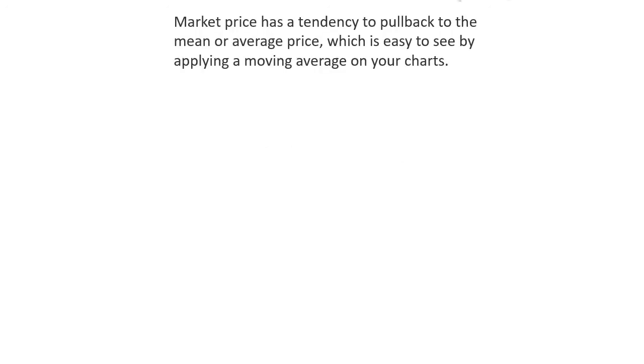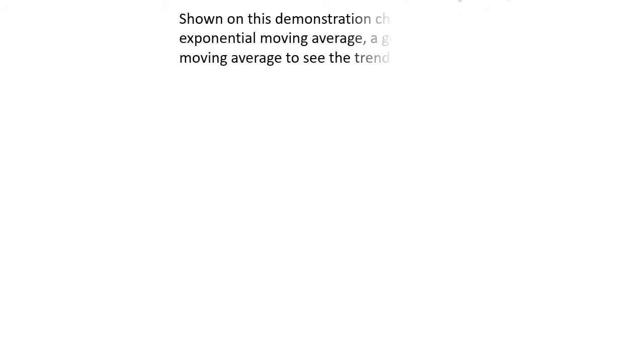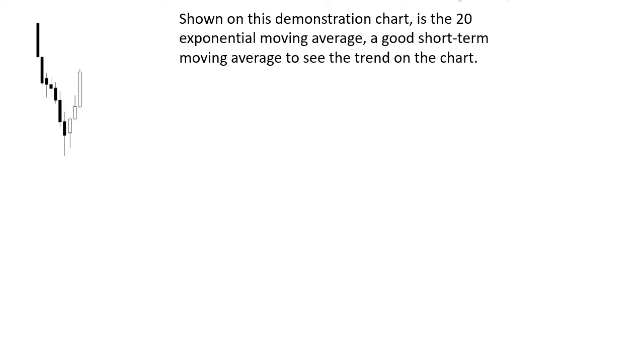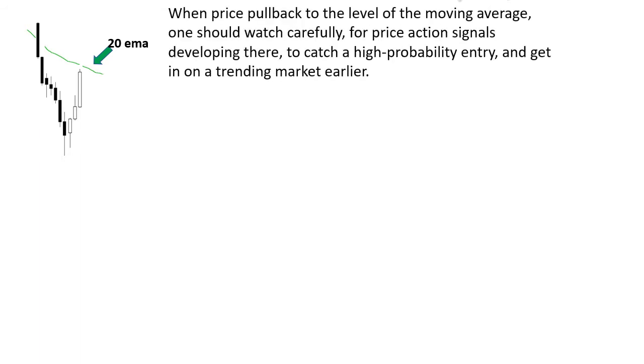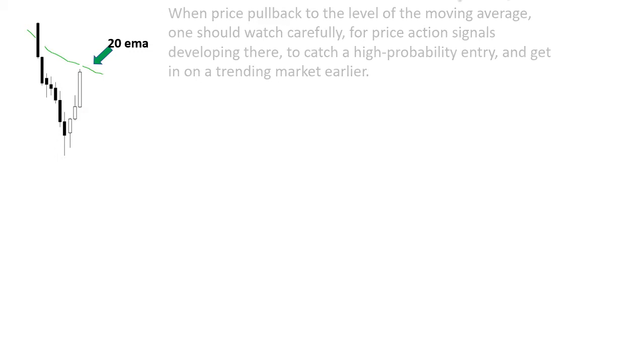Number 2. Retrace or pullback to moving average. Market price has a tendency to pull back to the mean or average price, which is easy to see by putting a moving average on your charts. Shown on this demonstration chart is the 20 exponential moving average, a good short-term moving average to see the trend on the chart. When price pulls back to the level of the moving average, one should watch carefully for price action signals developing there to catch a high probability entry and get in on a trending market earlier.